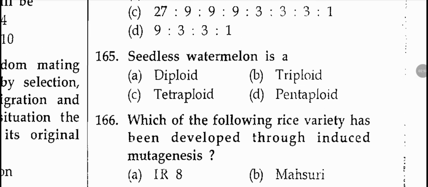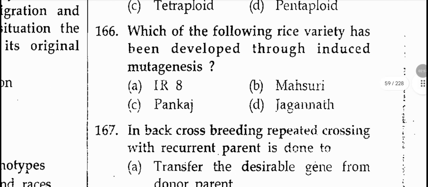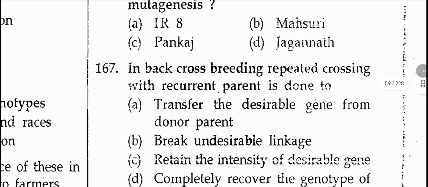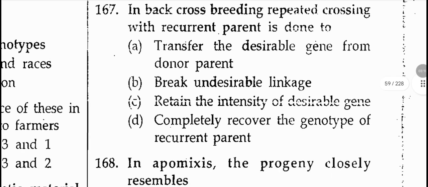Question number 165. The seedless watermelon is a triploid. Question number 166. Which of the following rice varieties has been developed through induced mutagenesis? It is option D, Jagannath. Question number 167. In back cross breeding, repeated crossing with the recurrent parent is done to, option D, completely recover the genotype of the recurrent parent.